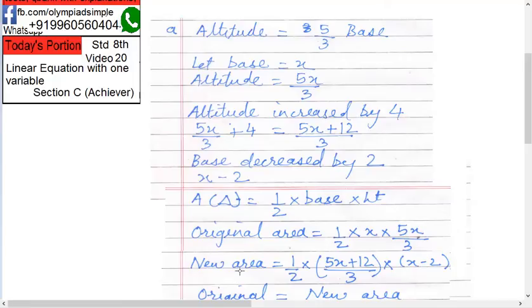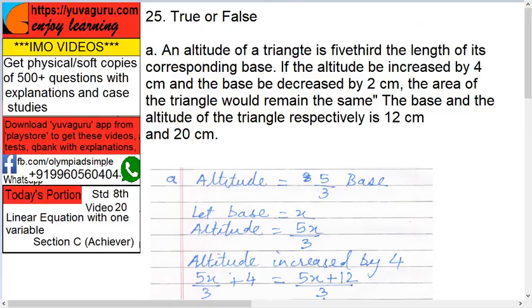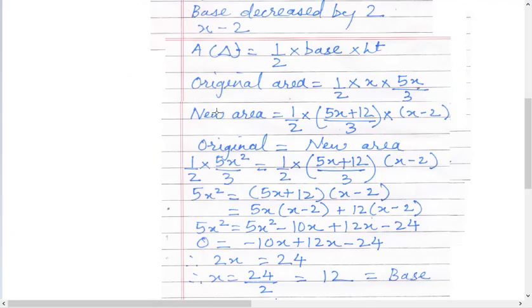And what is the new area? Why are we finding the original and new area? Because in the question it's given that the area of the triangle remains the same. That's why we have to find both the areas and then equate them. So the new area equals 1 upon 2 into the new height into the new base. So (5x plus 12) upon 3 into (x minus 2). Equate them. Original equals new. So 1 upon 2 into this becomes 5x square upon 3, and here it becomes 1 upon 2 into (5x plus 12) upon 3 into (x minus 2).